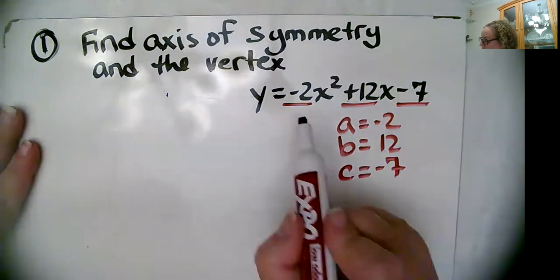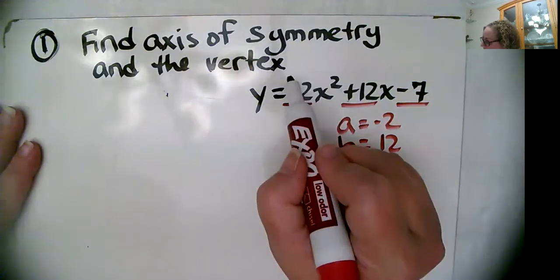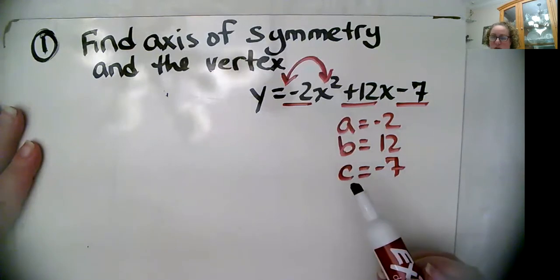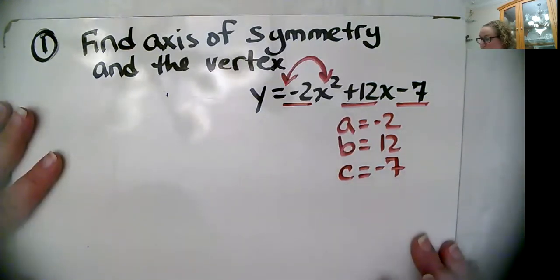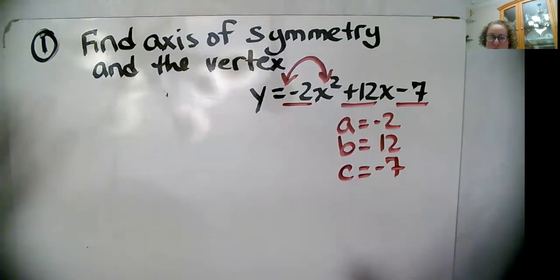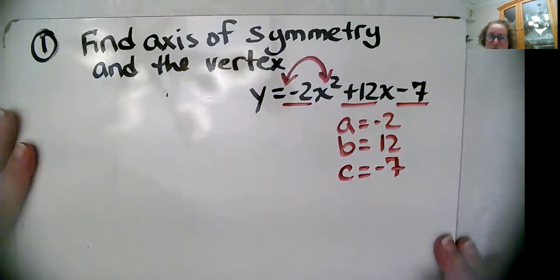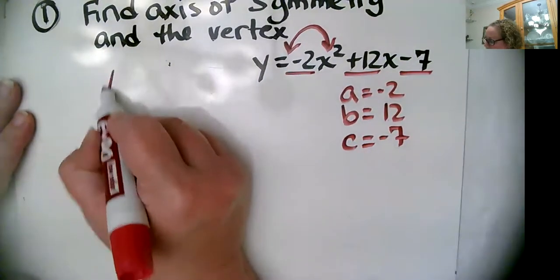Also, when I look at my leading term right here, since it's negative, that's telling me my parabola is going to be upside down. Something you should do, that way you have a mental note of what this parabola would look like if you had to graph it. We don't have to graph it, it doesn't say anything about graphing, just that we have to find our axis of symmetry and the vertex. So we're going to find our axis of symmetry.